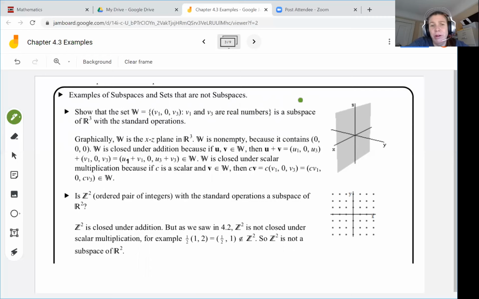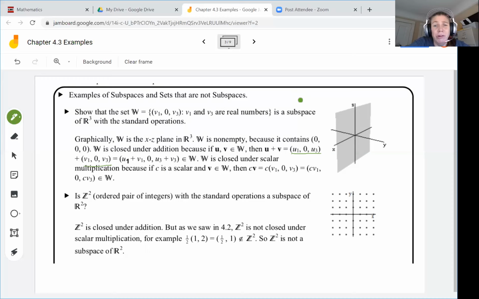W is closed under addition because if U and V are in W, then for U plus V, if U has components U1, 0, U3, and V has components V1, 0, V3, the sum is going to be U1 plus V1 in the first component, 0 in the second component, and U3 plus V3 in the third component. So we still got a 0 for the second component, so we're still in the XZ plane. So the addition is still in W, so we're closed under addition.